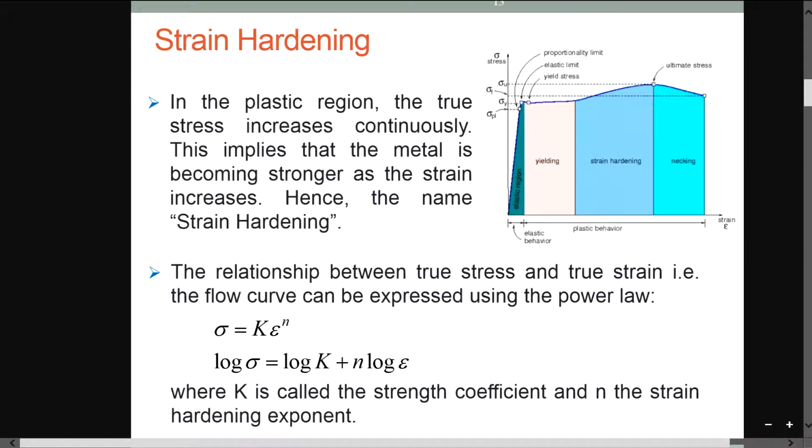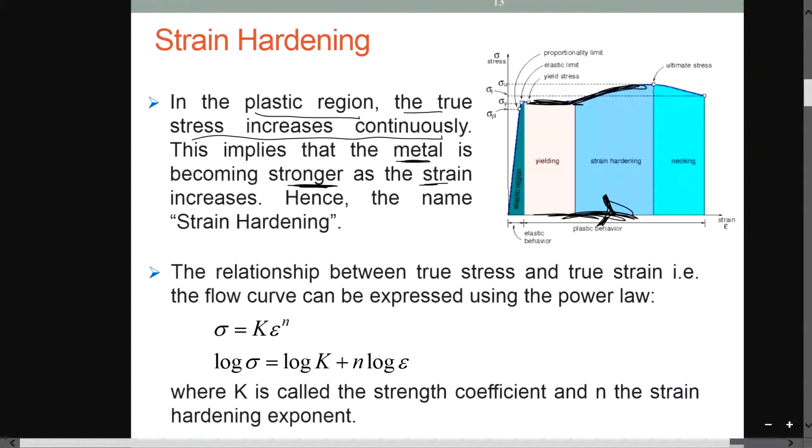Alright, therefore in this page over here, you can see that in the plastic region, the true stress increases continuously, which is continuously over this part over here, as you can see. And this implies that the metal, in our case it's the plastic bag, is becoming stronger as the strain increases, all the way through the strain hardening part over here. Alright, and this is just the strain hardening. And why is it becoming stronger?